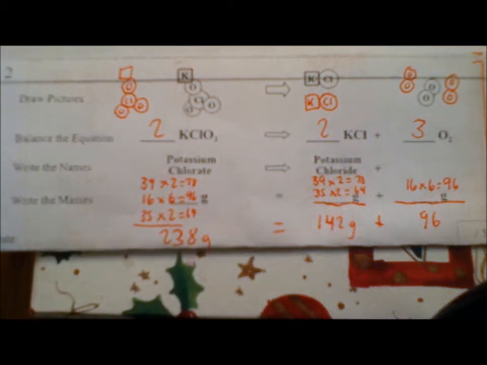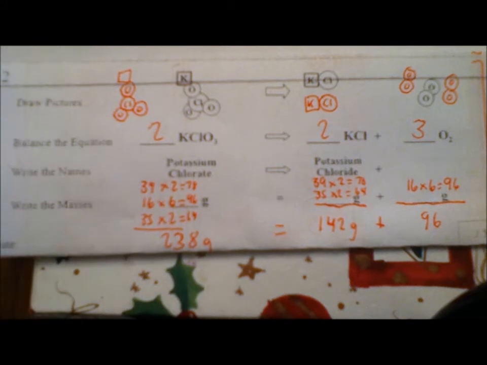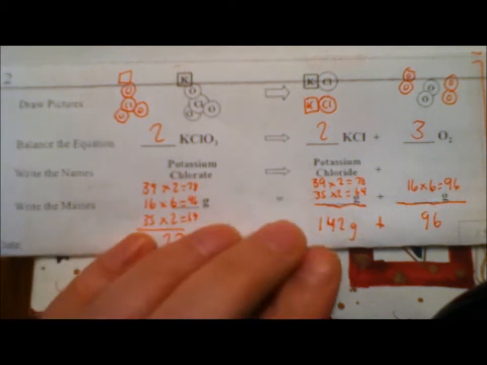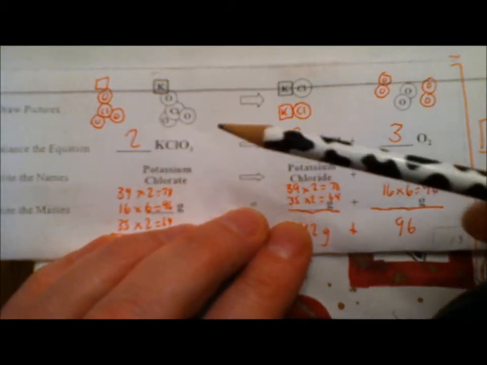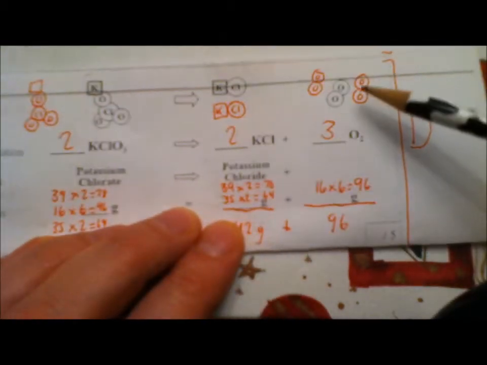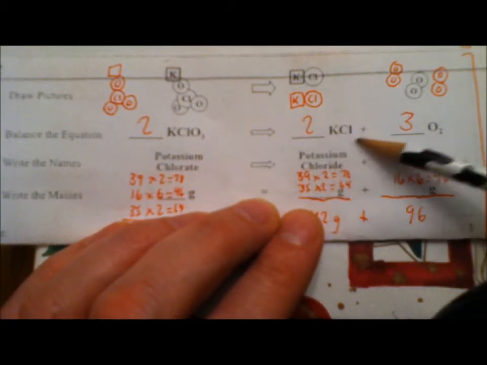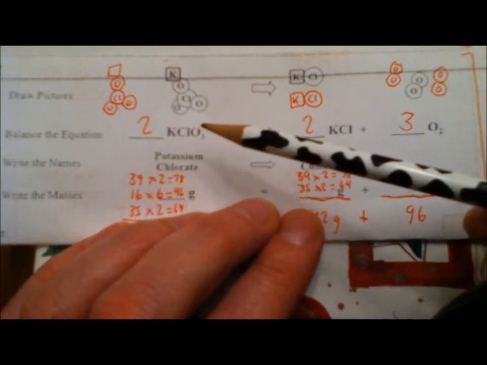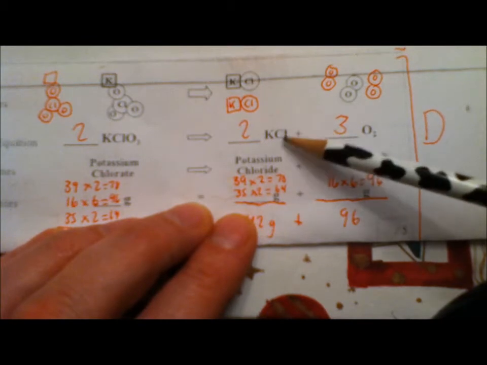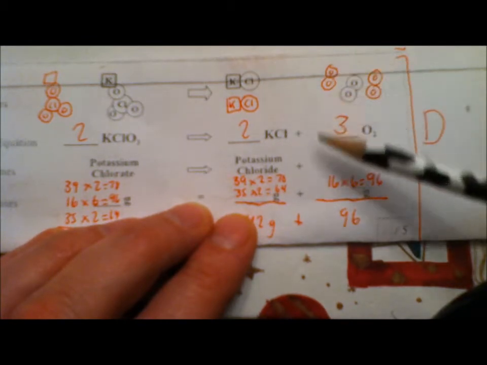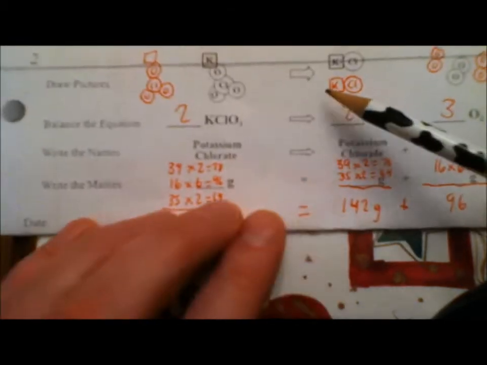Alright, this is the second video where we're looking at decomposition synthesis reactions. So here we go. We've got potassium chlorate producing potassium chloride and oxygen atoms. So you can see here we're actually removing oxygen atoms. We've got oxygen atoms at the end of potassium chlorate, but none at the end of potassium chloride. The oxygen atoms are over here. They've been separated. So this is a decomposition reaction.